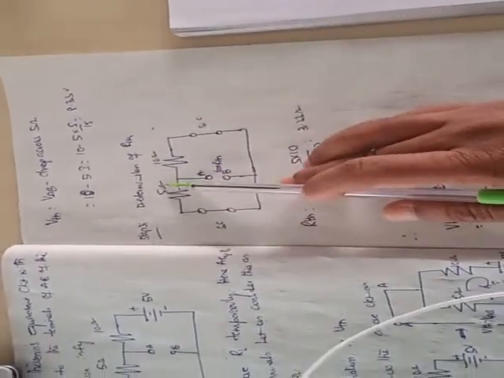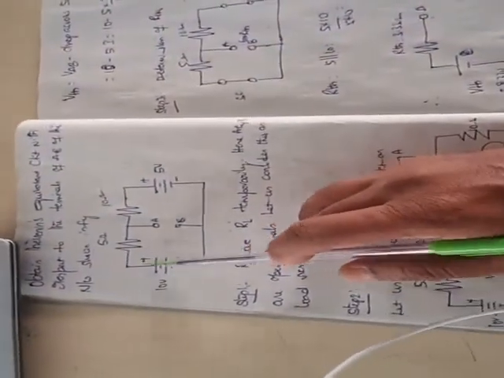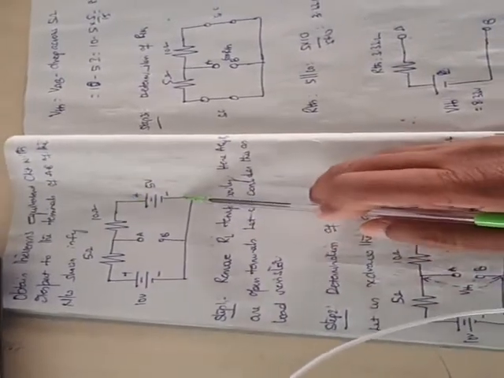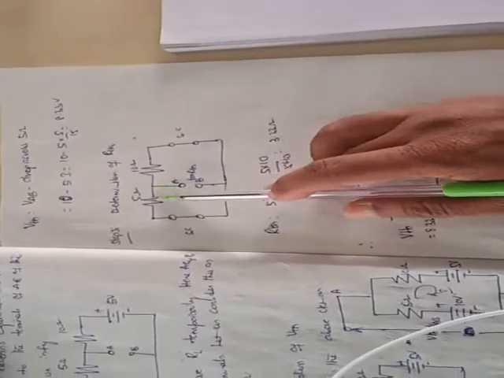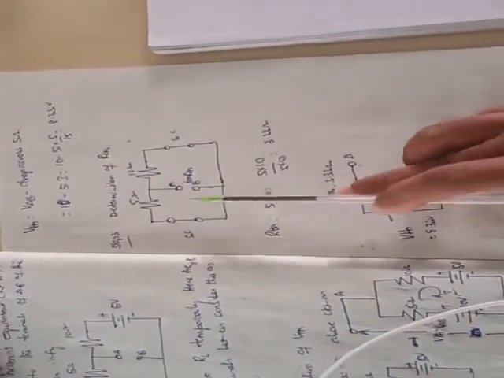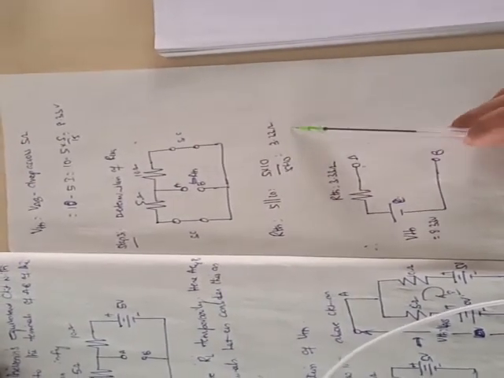Now determine R Thevenin. In order to determine R Thevenin, what do we have to do? In any circuit, if there are any sources, they have to be deactivated. A voltage source is short circuited, and here the voltage source is short circuited. Simply, these resistors 5 and 10, how will they be? They will be in parallel. So R Thevenin equals 5 into 10 divided by 5 plus 10, that is equal to 3.33.